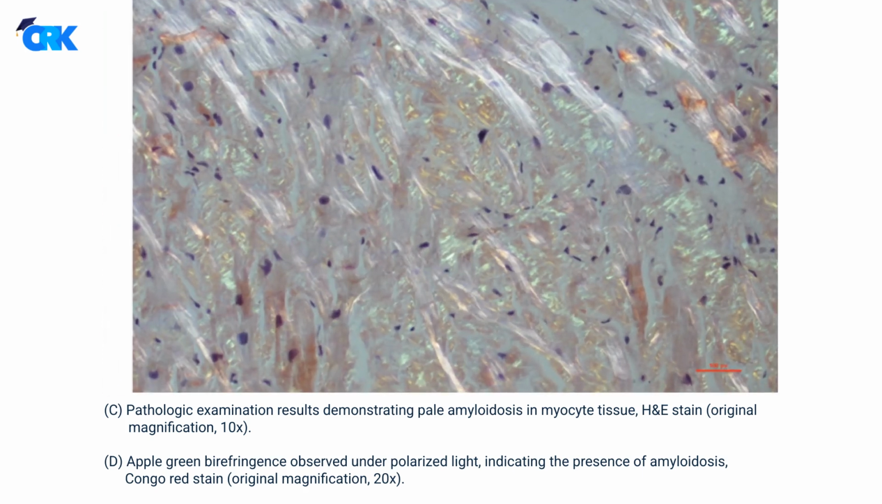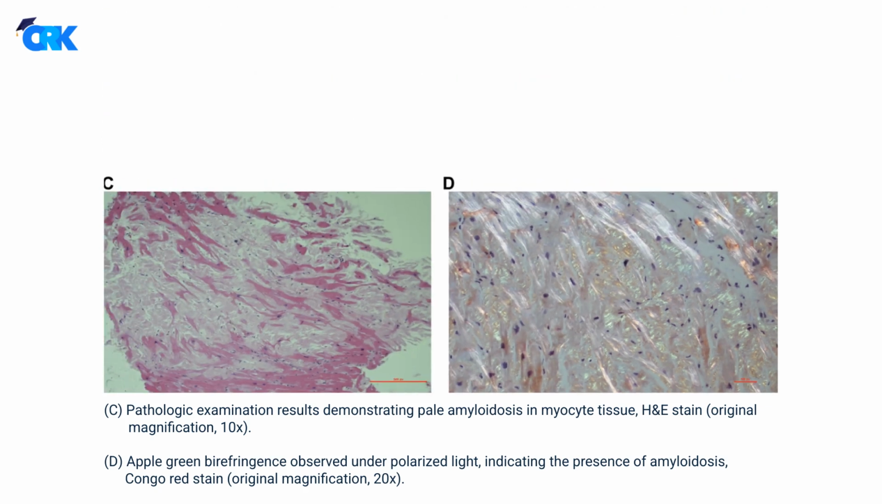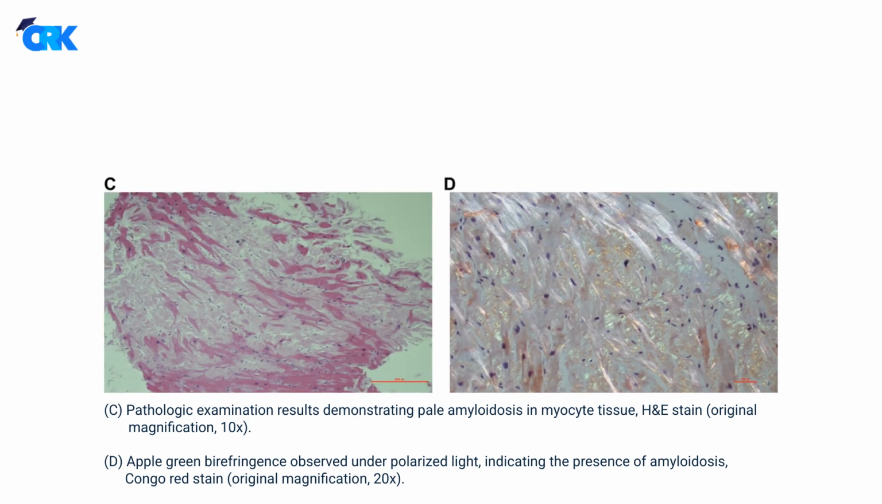Then in Figure D, the same tissue sample is viewed under polarized light after Congo red staining at 20x magnification. Here we observe the characteristic apple-green birefringence, confirming the presence of amyloid deposits. This optical signature is pathognomonic for amyloidosis and remains a cornerstone of histologic diagnosis. Together, these findings confirm not just the presence of amyloid in the myocardium, but they also underscore the critical role of biopsy and tissue characterization, especially when imaging and laboratory tests reveal overlapping features or suggest the possibility of dual pathology.